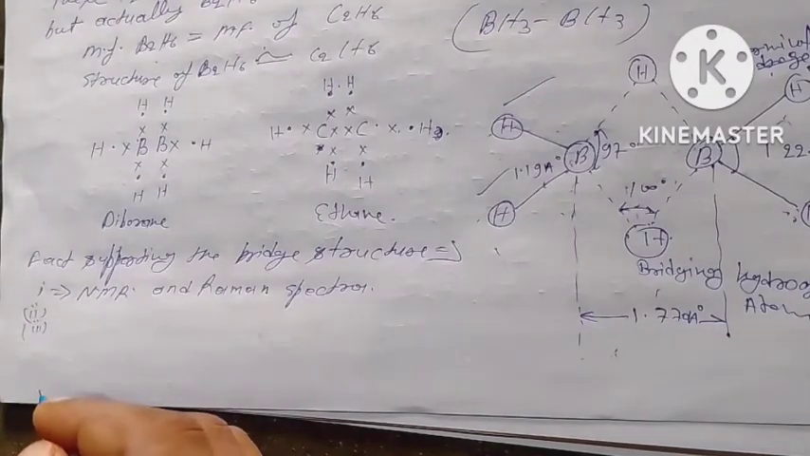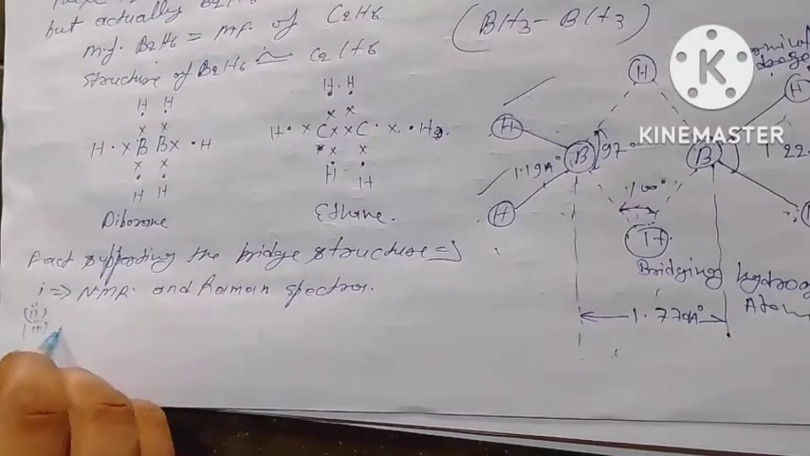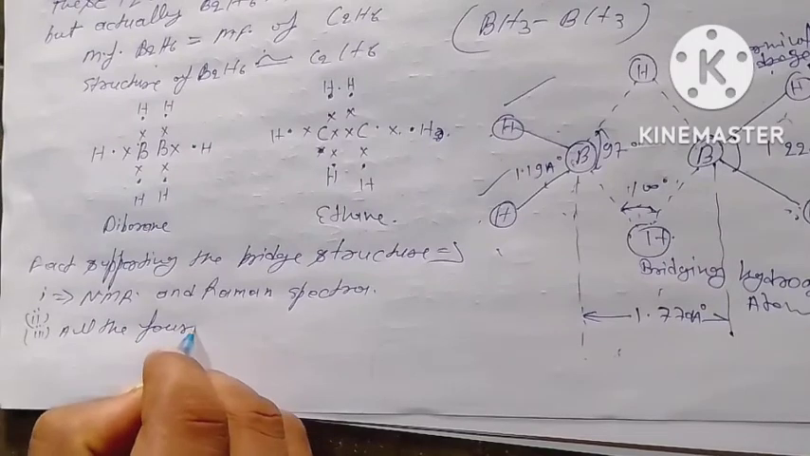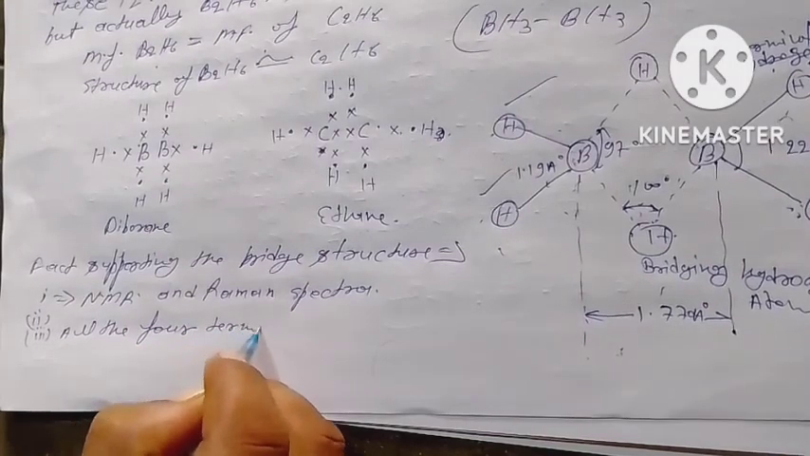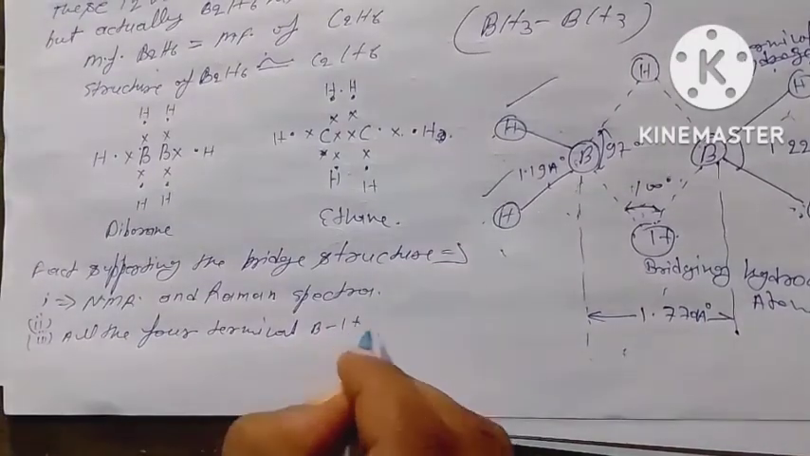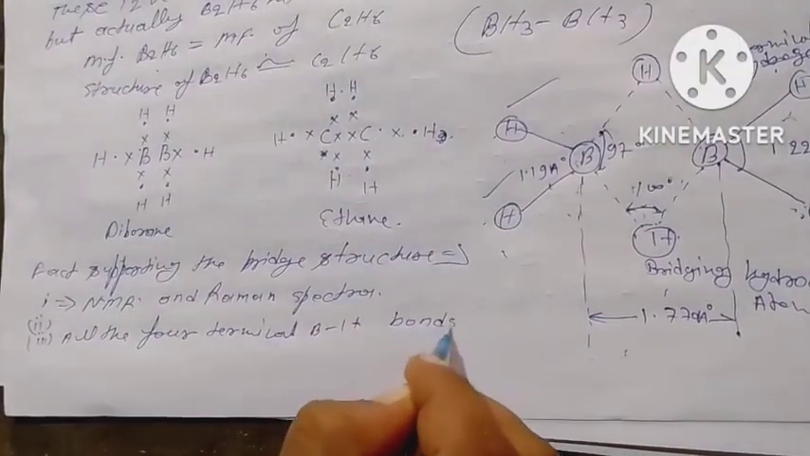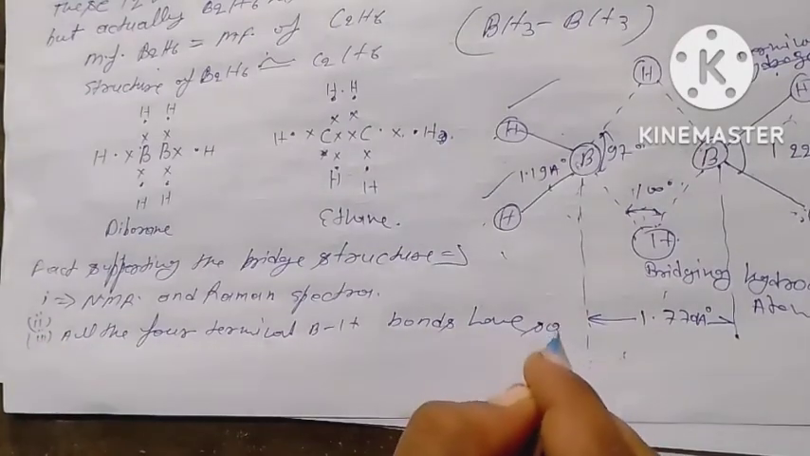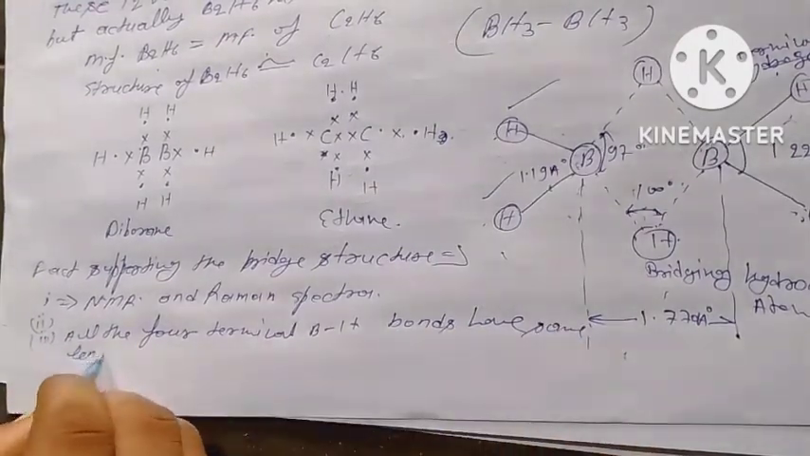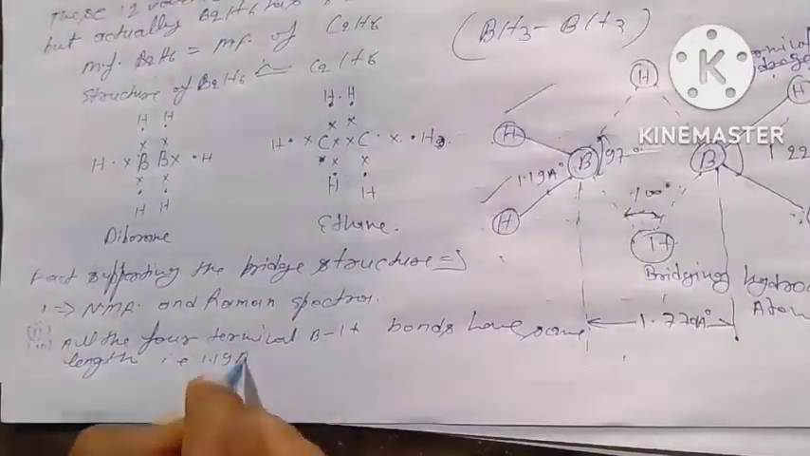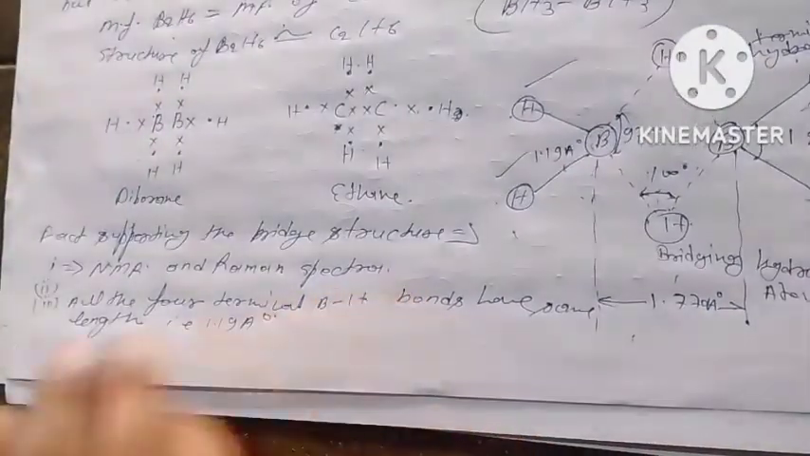All the 4 terminal boron hydrogen bonds have the same length. The same length is 1.19 angstrom. Okay. Fourth point.